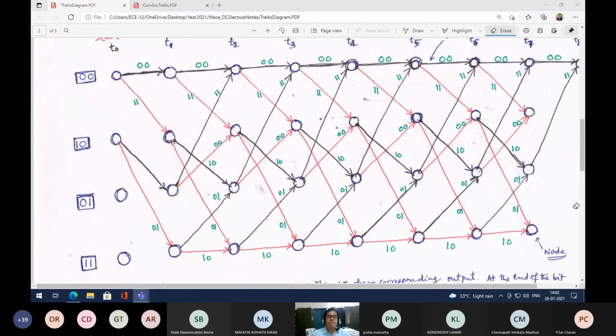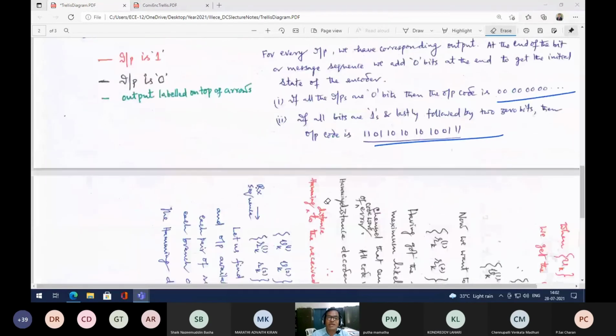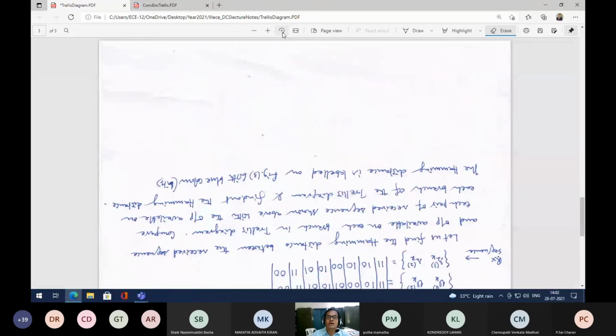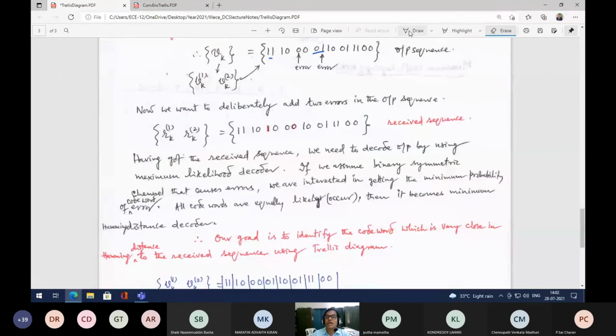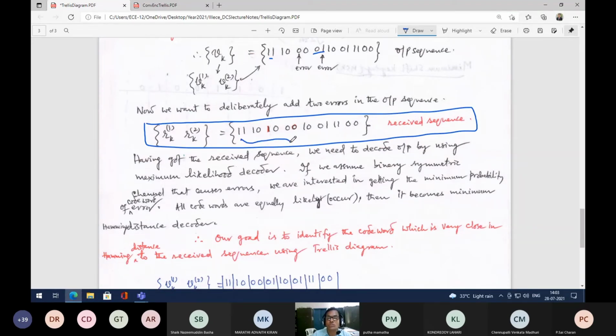Okay. See, we got the code word, and let us say this is my received sequence. Now, with this received sequence, I want to find the close match. If not exactly, because there are some errors, I want to check which code word sequence is very close to this received sequence. This is my decoder, the maximum likelihood decoder property.